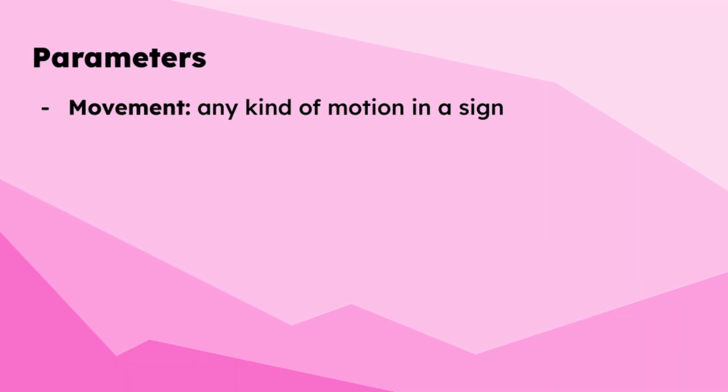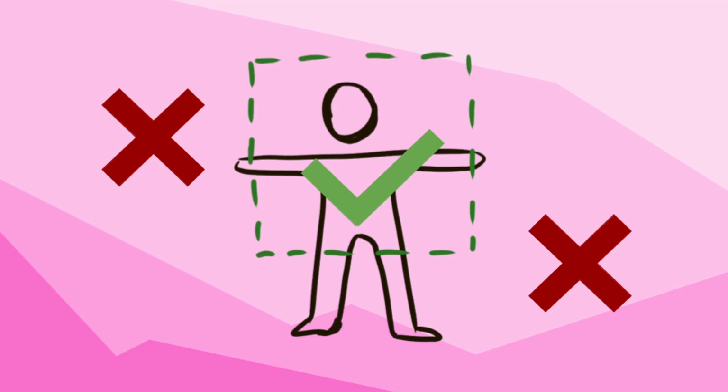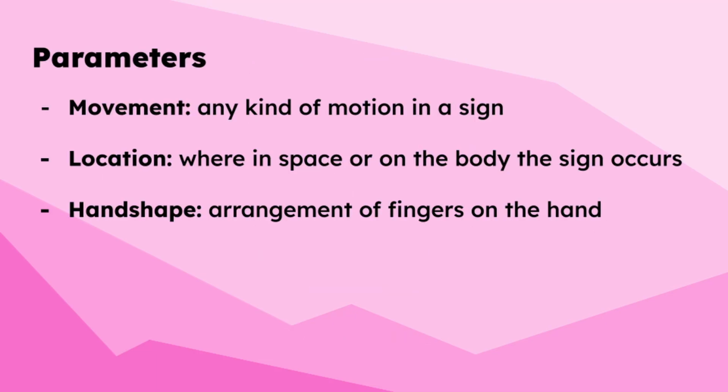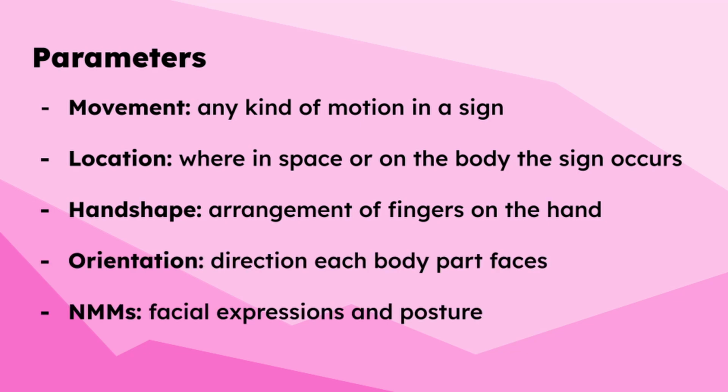The most important parameter is movement, which makes the nucleus of a sign syllable. Next is location, or where the sign goes. Locations are bounded to an area known as the sign box, the shape of which varies by language. Then there's handshape, probably the most obvious part of sign phonology to hearing people. The final 2 parameters, orientation and non-manual markers, are important more so for grammatical functions rather than for phonetic functions.